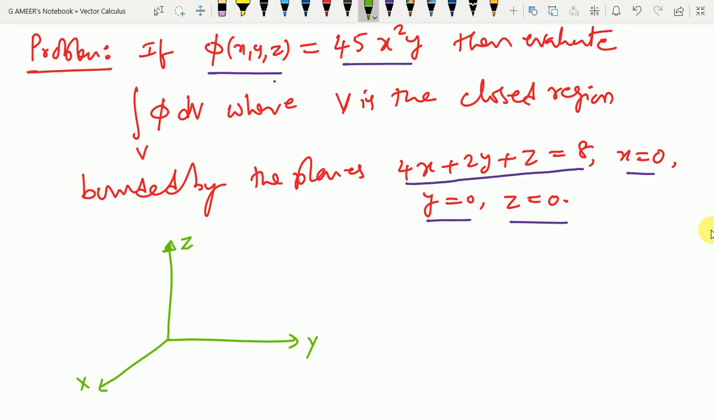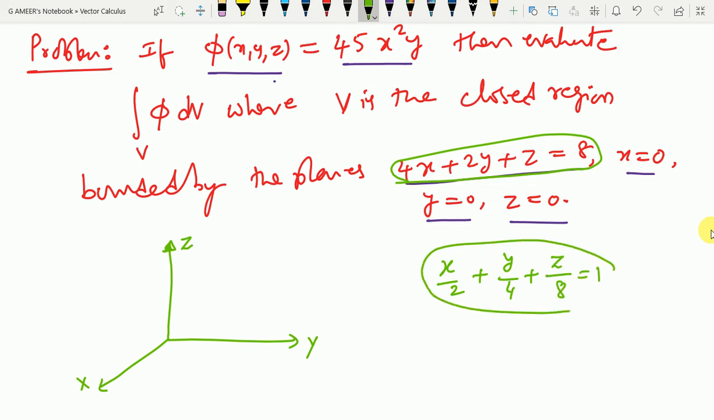This is the plane equation. Divide this with 8, then I'll have x by 2, y by 4, z by 8 is equal to 1. This is x equal to 2, y equal to 4, z is equal to 8.